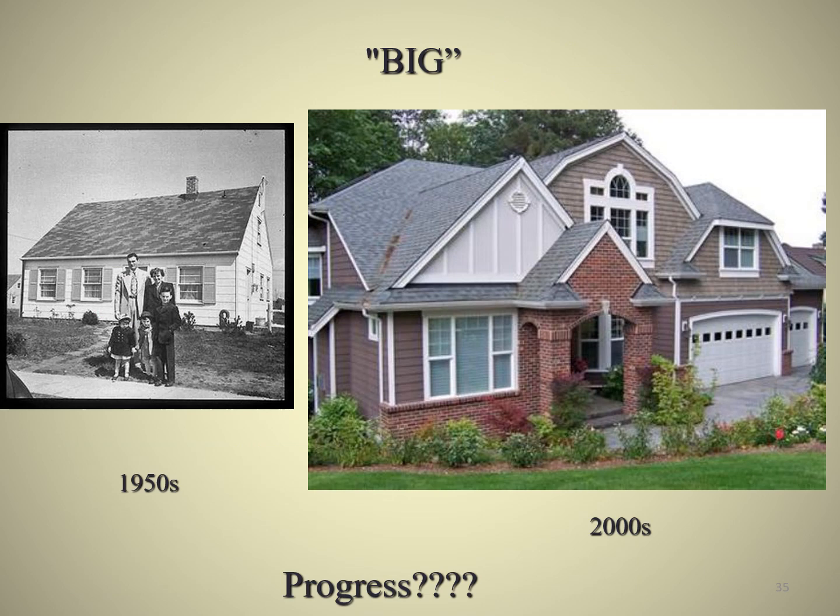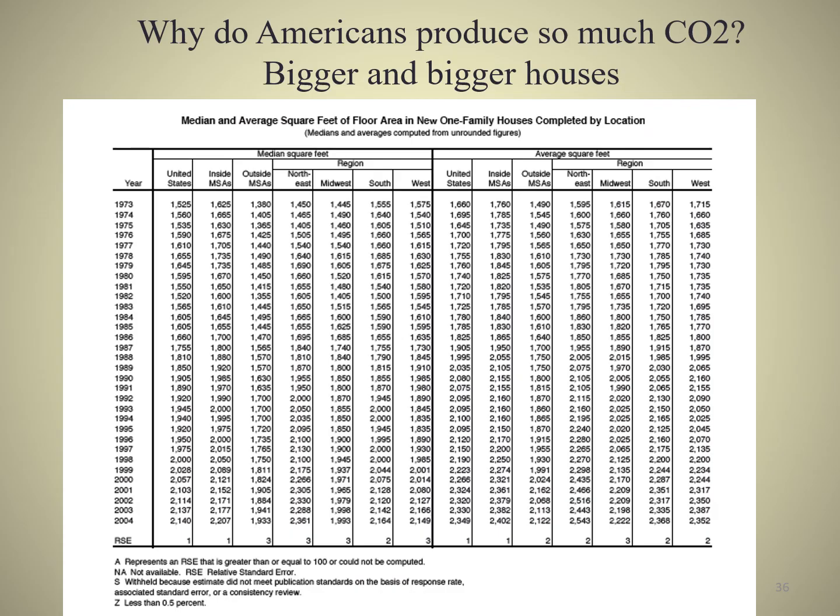Houses have gotten bigger. On the left, that's the average size of a single family home in the 1950s. On the right, the average single family home in the 2000s. Is this progress? Is this advancement? Are our lives better, more fulfilling? We have more stuff, we have bigger houses. Why do Americans produce so much CO2, so much pollution? Because we're consuming more stuff and bigger stuff.